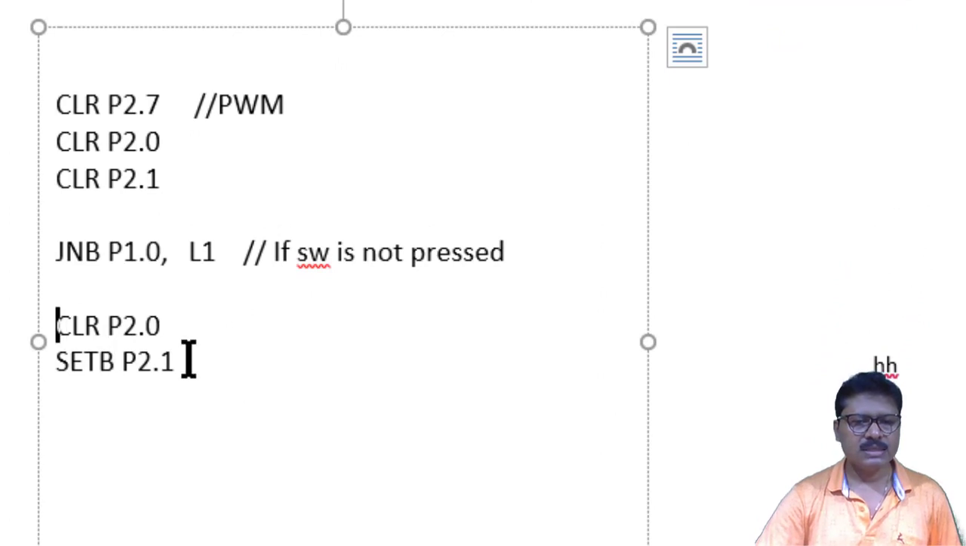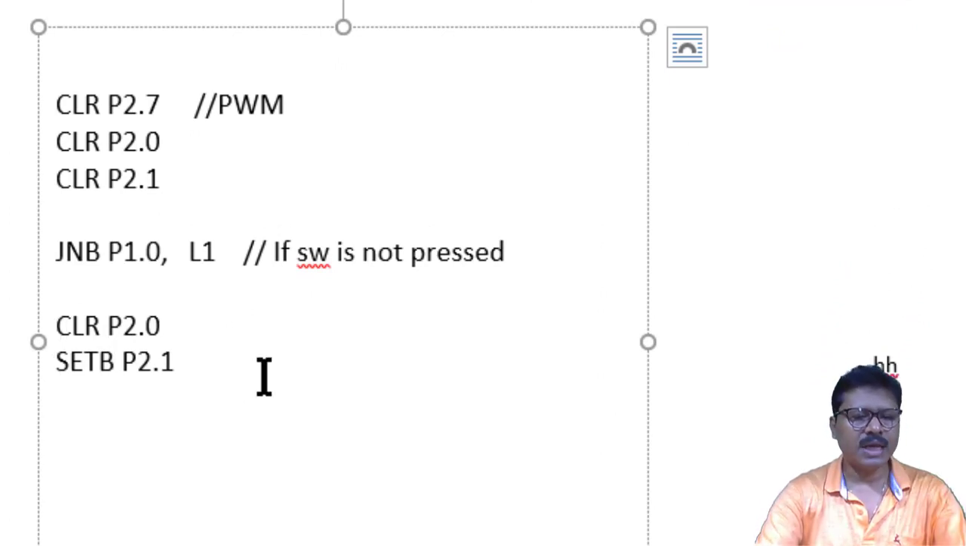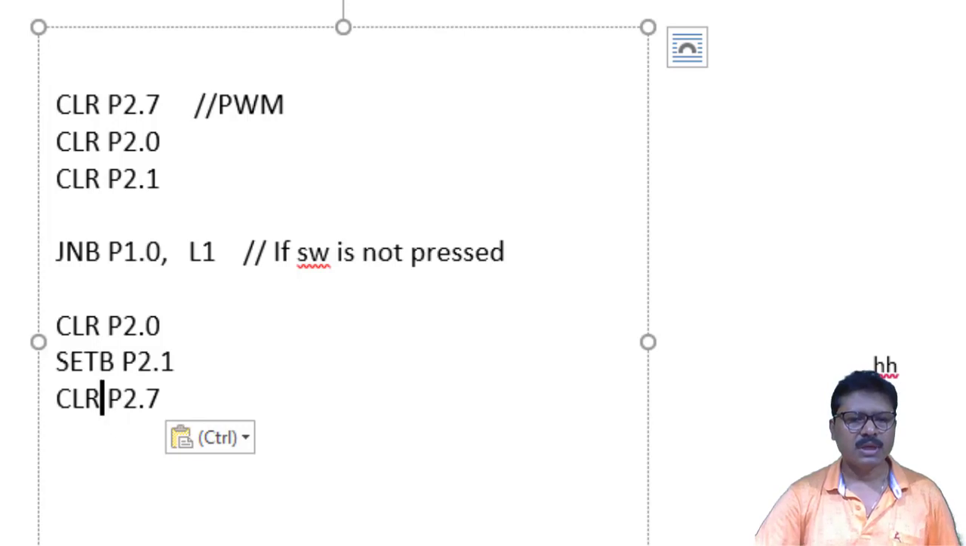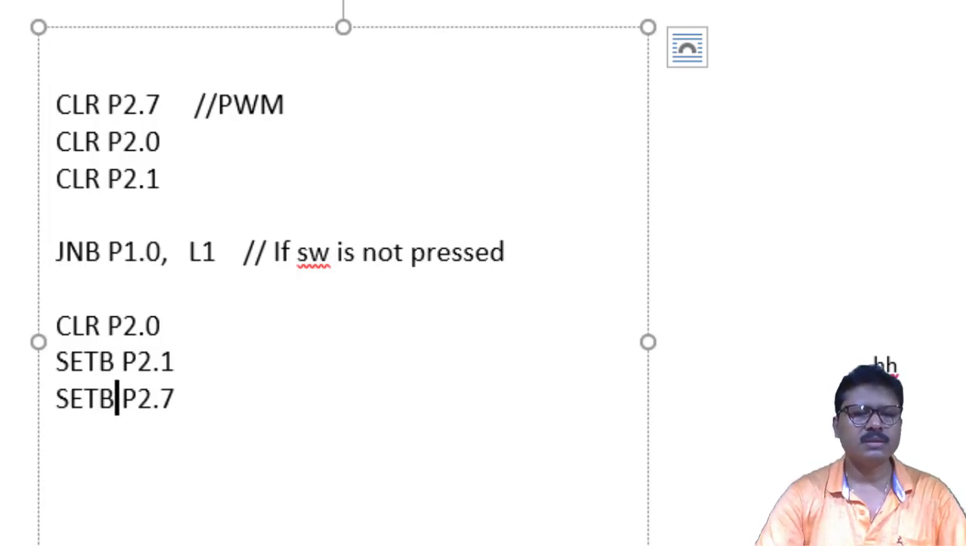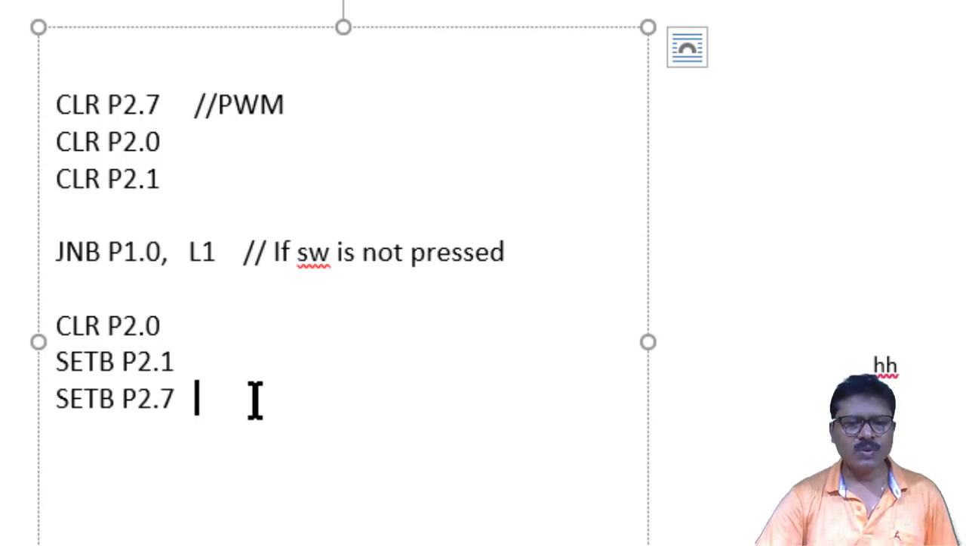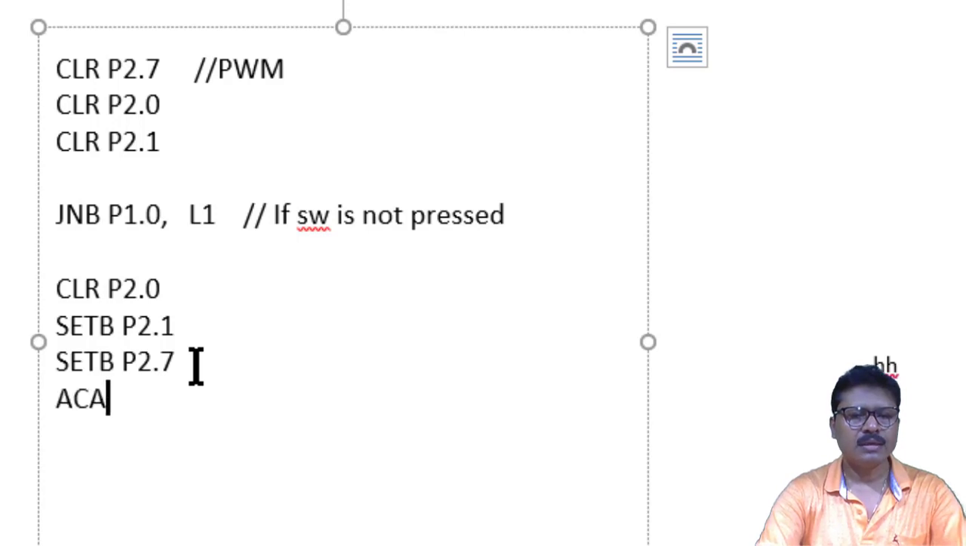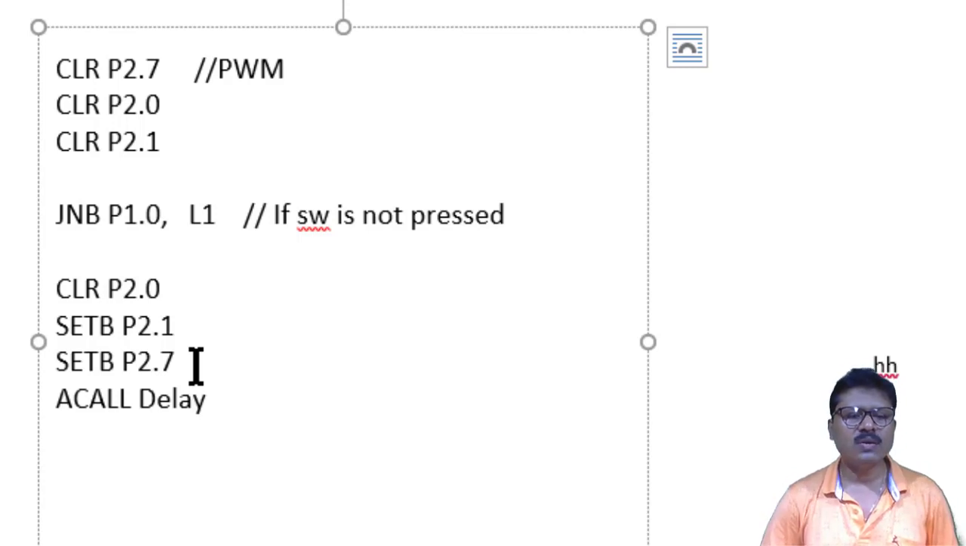So for that case, say to create the on time, this is pin 2.7. So this will be set bit 2.7, meaning the high portion of the pulse started. It will hold for some time, and to hold it for some time, what do we have to do? There will be some delay. A call, say delay. We are using only the registers for creating the delay. We may use the timer also.